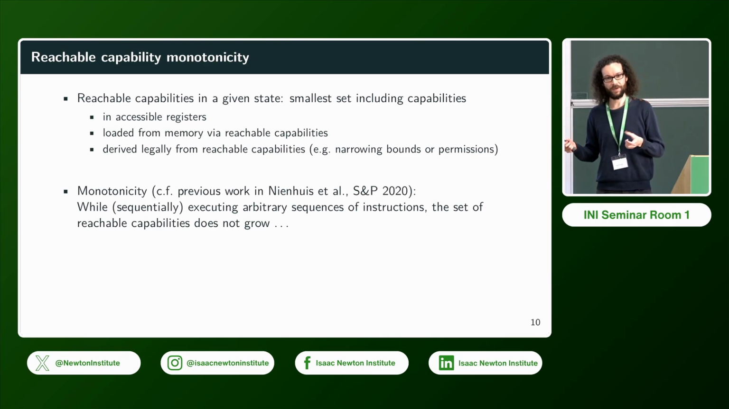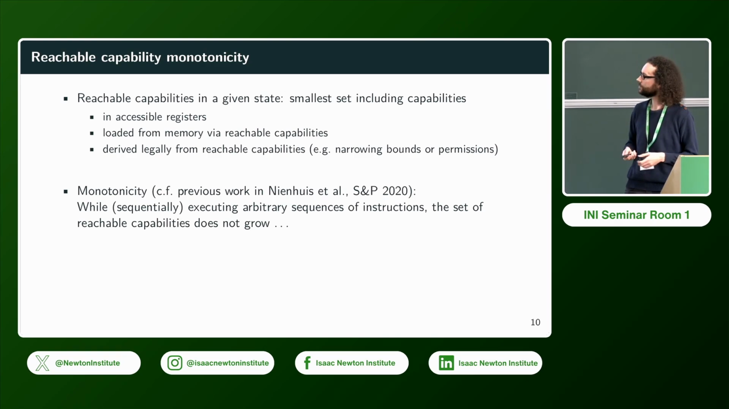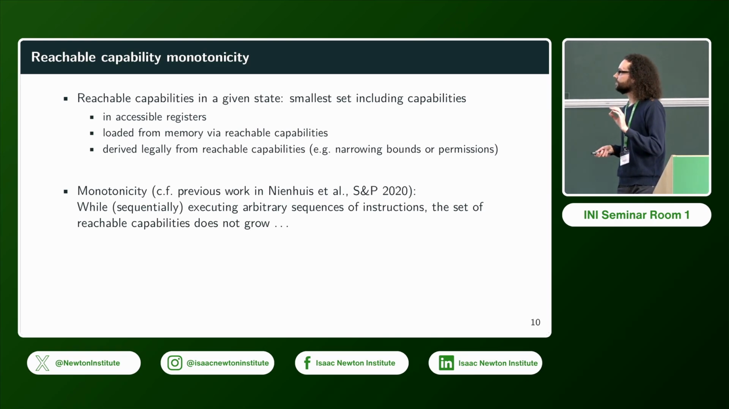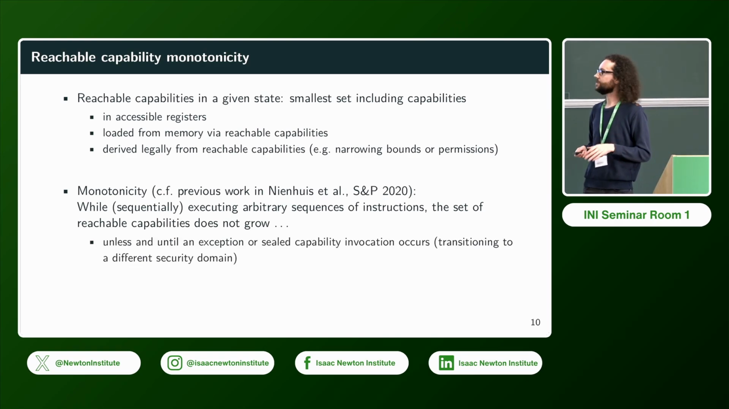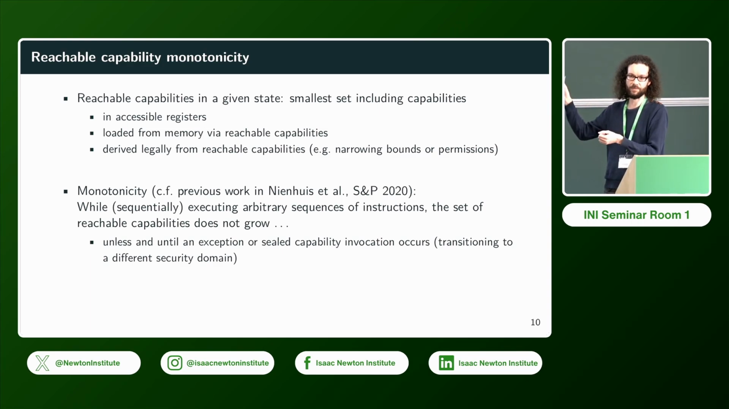So in other words, there is no magic sequence of instructions that software can use to forge a capability that was not already reachable from the starting state. And this monotonicity property holds up until certain points. So there are certain non-monotonic transitions that we have to take into account. For example, if there is a processor exception or a system call and control transfers to the operating system, then the operating system will typically have a different set of capabilities reachable to it.